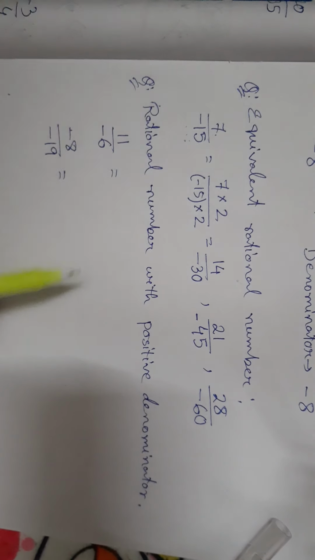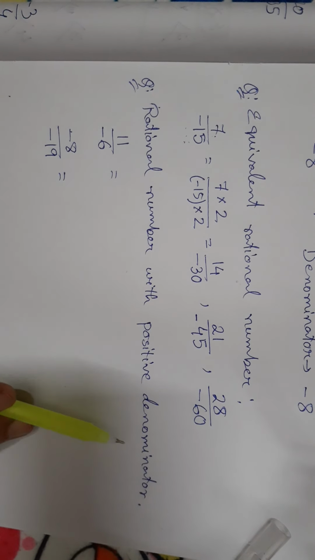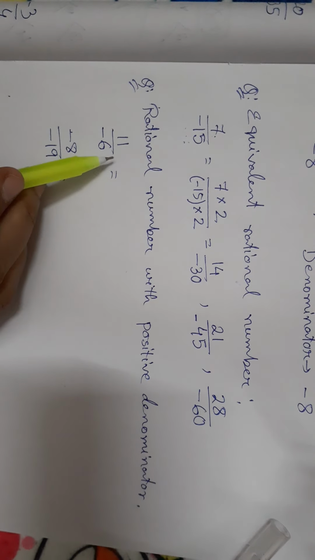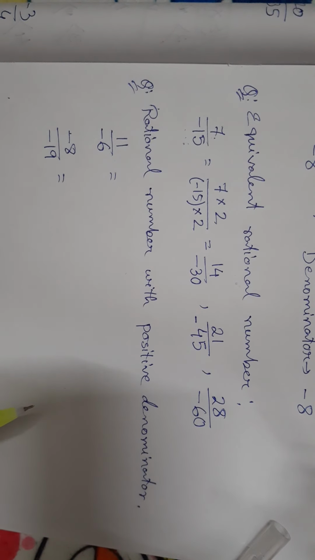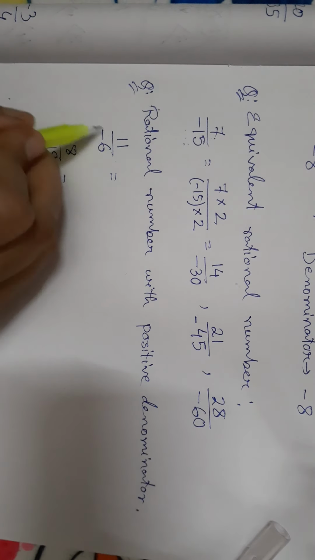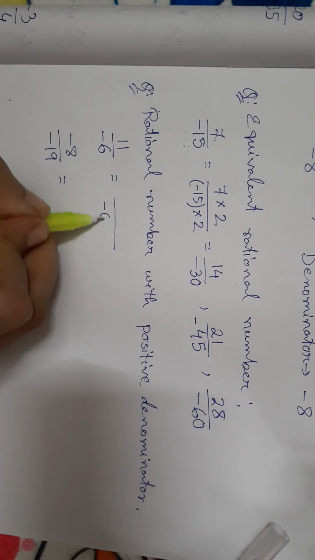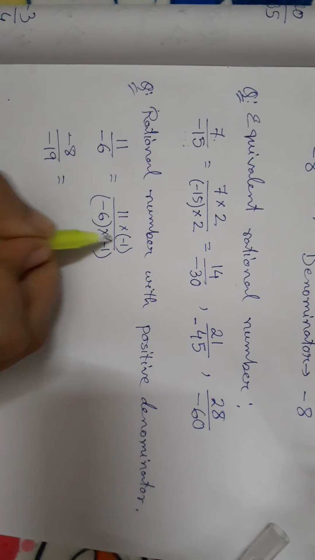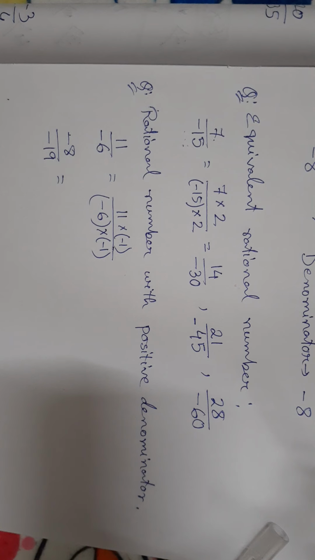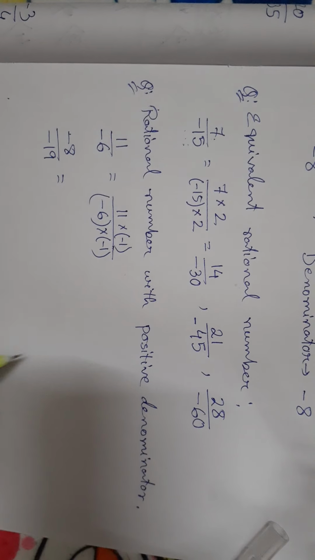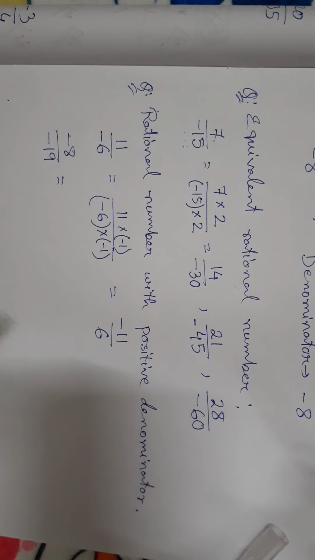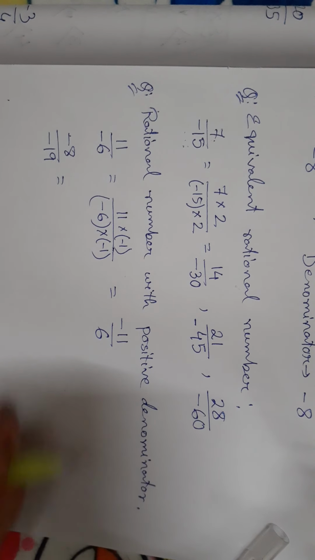You can see here you have to find the rational number with positive denominator. In the first example, it is given 11 by minus 6. If you want to make this denominator positive, then we can multiply the denominator by minus 1. Similarly, the numerator also by minus 1, because if you multiply the numerator by any digit, you have to multiply the denominator also by the same digit. So it will be minus 11 by plus 6. So it has now become a positive denominator.